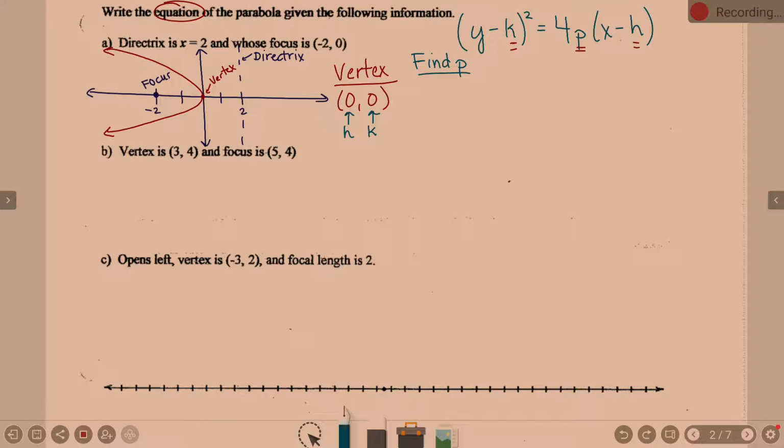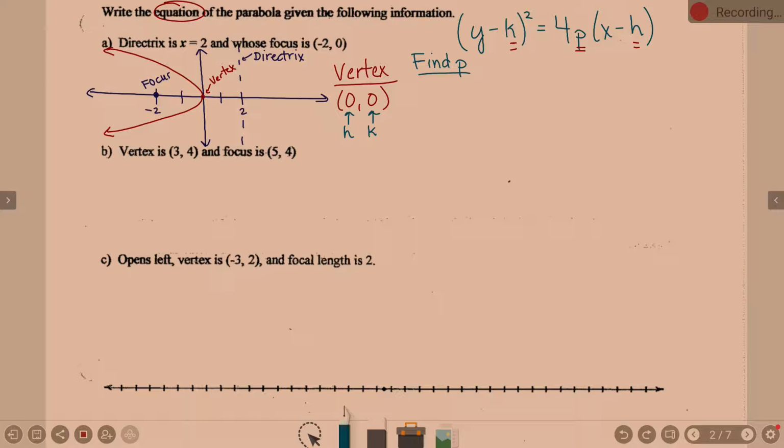Compare that to left and right. When the parabola opens right, that's kind of like opening up. It's going to be a positive p-value. Because my parabola is opening left, my p-value needs to be negative. So opening left is like comparing to opening down. Does that make sense there? At least that's how I compare.